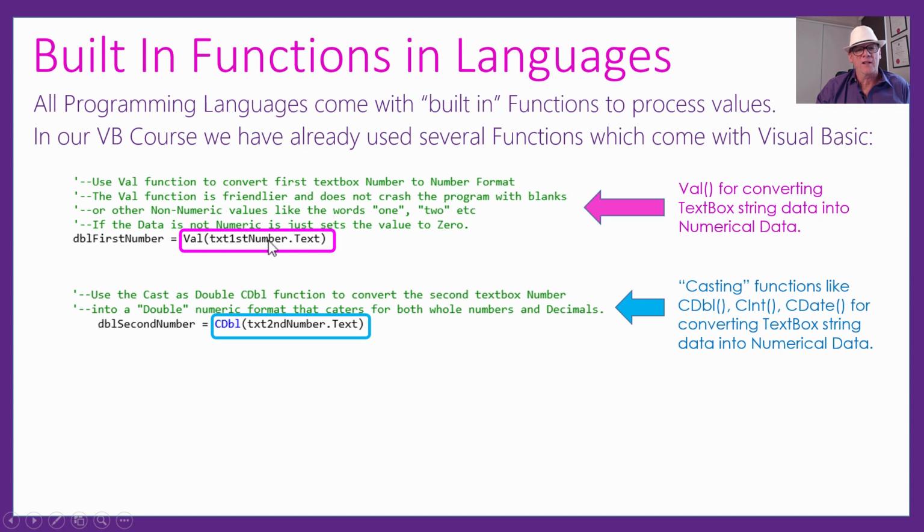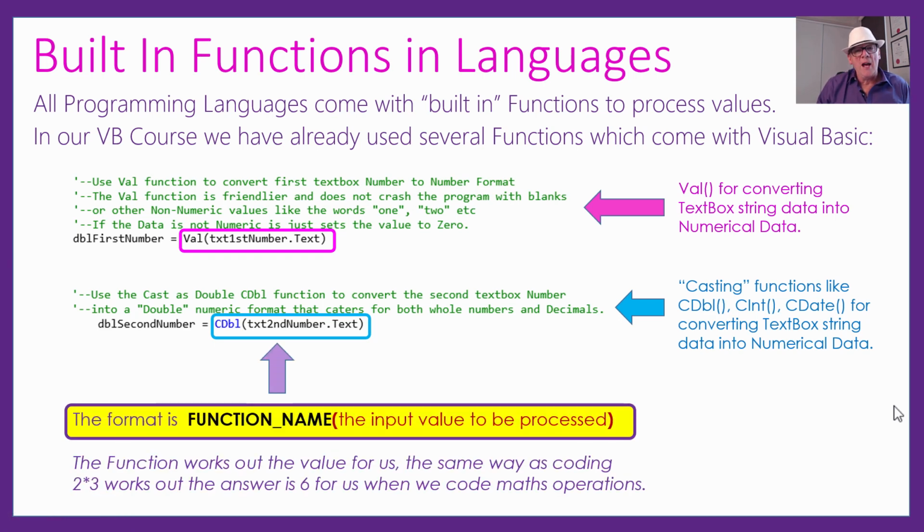So we wanted to get the first number text off the screen there and put that into this value function to get it converted to a number. So you have the name of the function and then what's going into it in brackets. So that's something I've already seen and used. So the format is that you have function name, then you have brackets, and that's the input value that you want to process using that function.